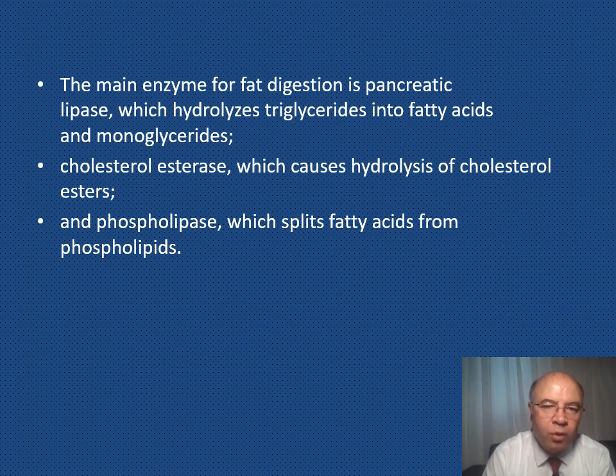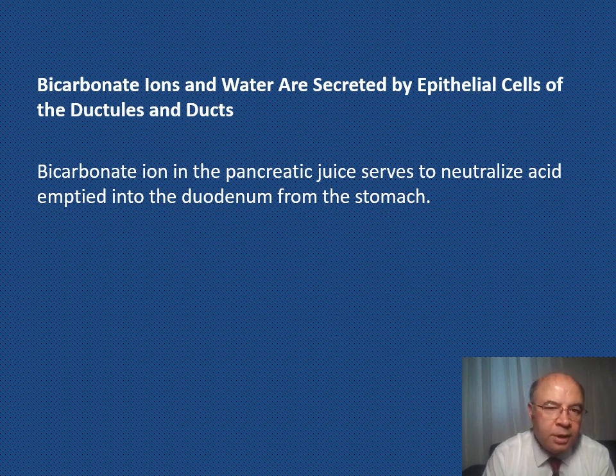The main enzyme for fat digestion is pancreatic lipase, which hydrolyzes triglycerides into fatty acids and monoglycerides. Cholesterol esterase causes hydrolysis of cholesterol esters, and phospholipase splits fatty acids from phospholipids. Bicarbonate ions and water are secreted by epithelial cells of the ductules and ducts. Bicarbonate ion in the pancreatic juice serves to neutralize acid emptied into the duodenum from the stomach.